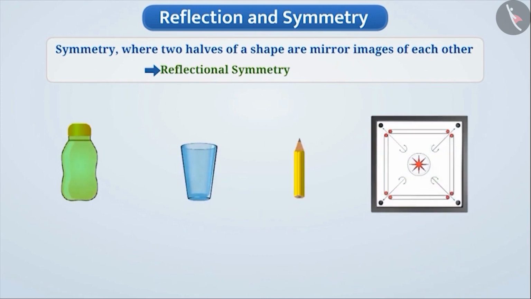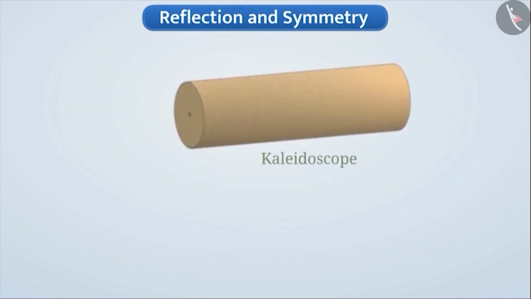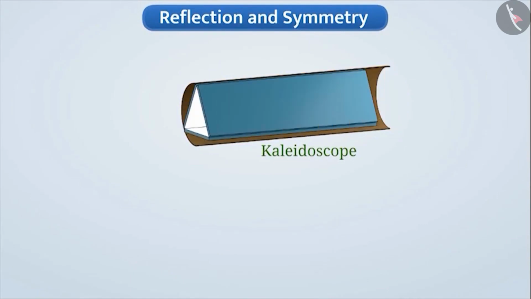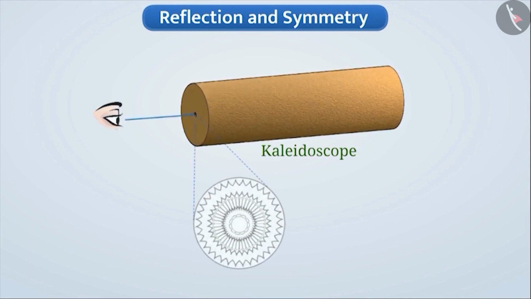Symmetry is also seen in items or objects used in our daily life. It makes the object look attractive. Do you know what a kaleidoscope is? A kaleidoscope is an instrument made using 3 or more mirrors in which a variety of attractive patterns can be seen. Many reflections are formed by mirrors that have several lines of symmetry.